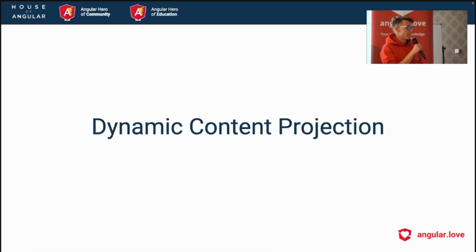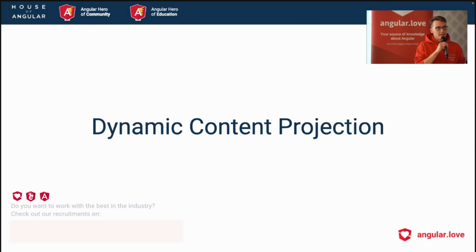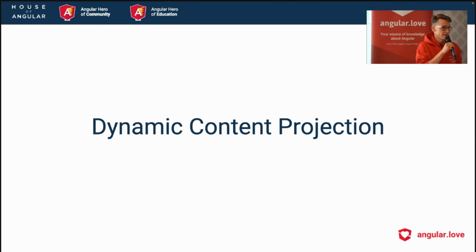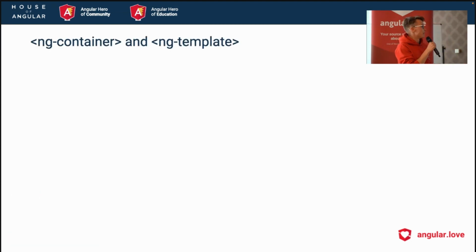And now let's go to something more advanced, like the dynamic content projection. In this part, we are going to make something like tabs, something similar to what you can see in the Angular Material library. So it will be something pretty simple. But let's start from what we are going to use in this part. Now, instead of only ng-content, we'll use something like ng-container and ng-template.